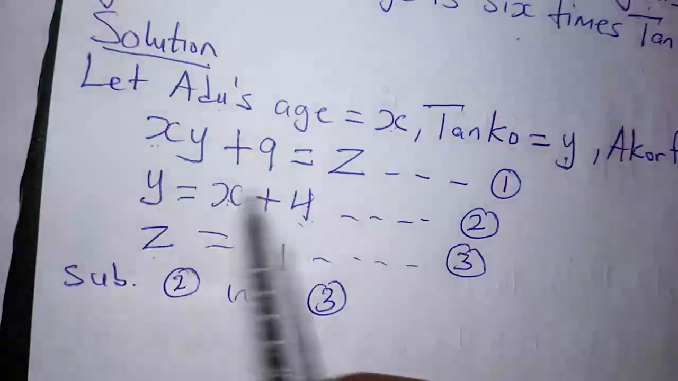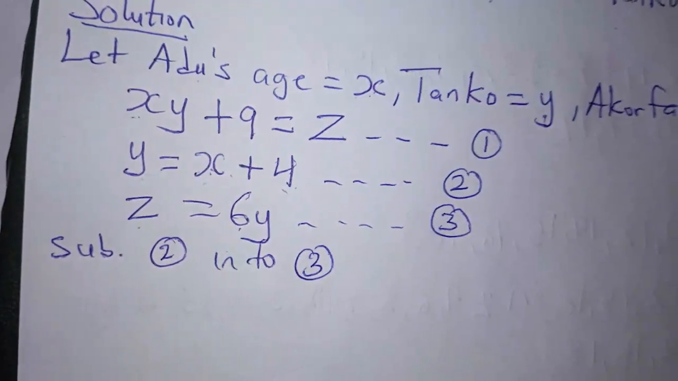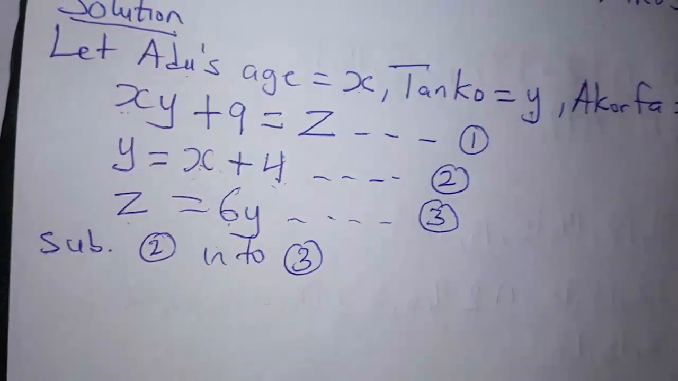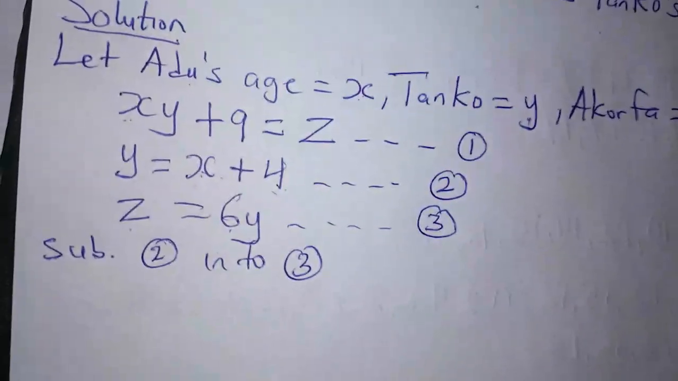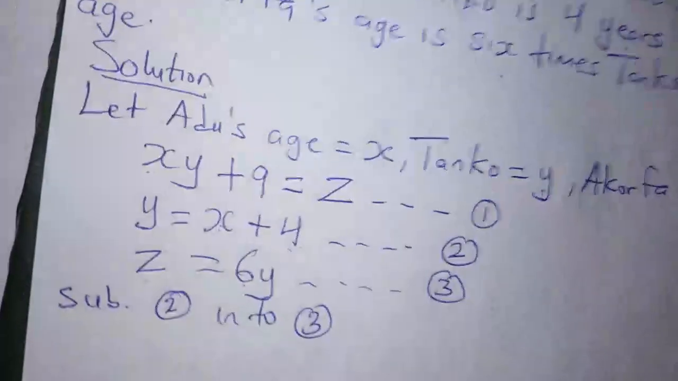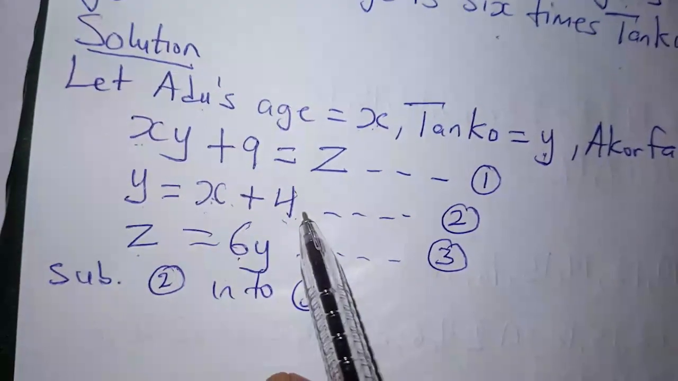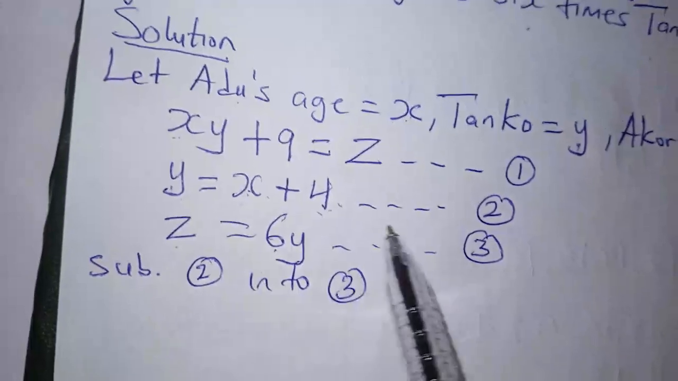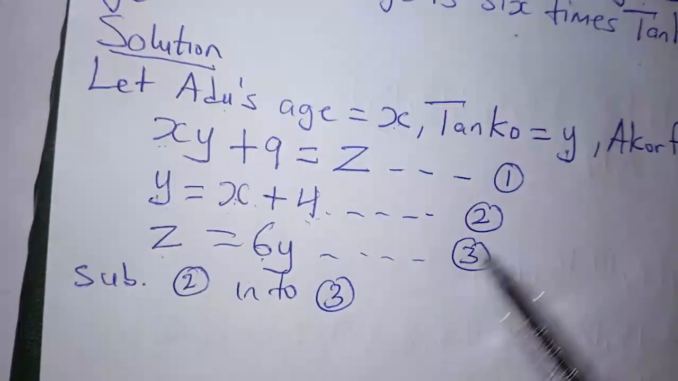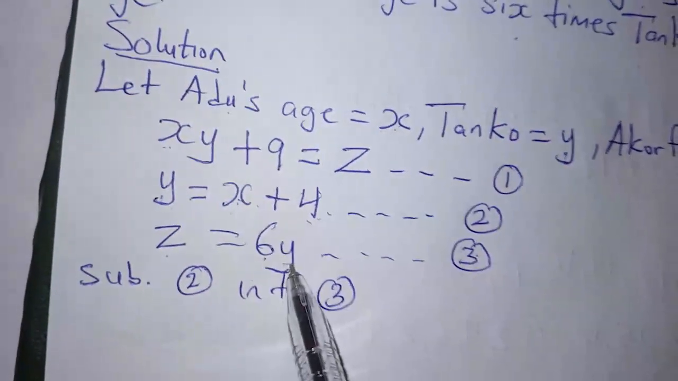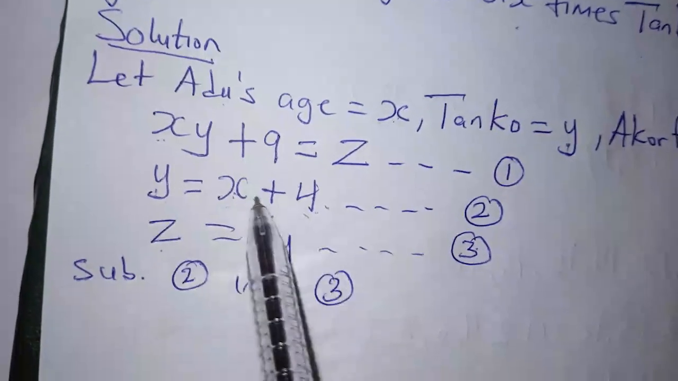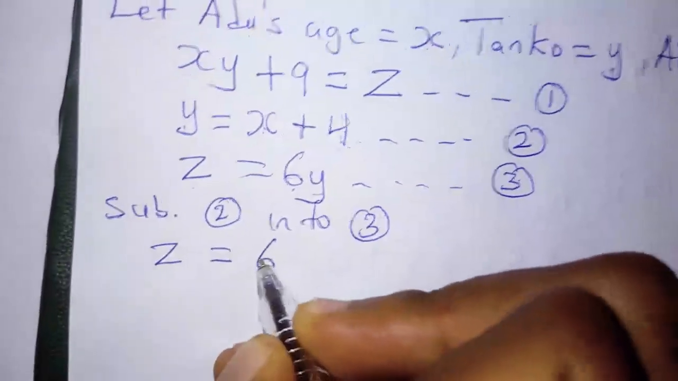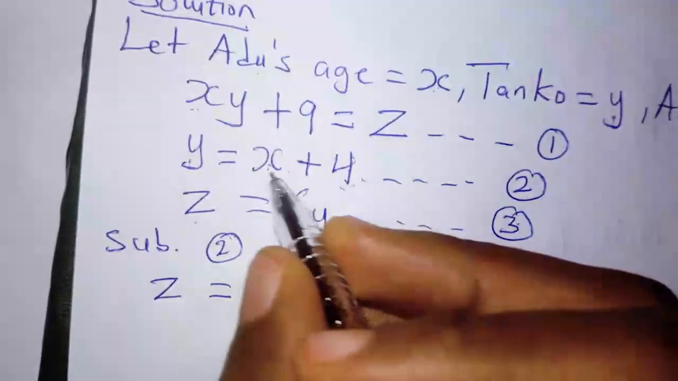And when you say 2 expressions are equal, it means they can represent each other. That is what it means. So if I say y is equal to x, what I mean is that wherever you have y, you can put x. And wherever you have x, you can put y. So when I say y is equal to x plus 4, what it means is that wherever I have y, I can put x plus 4. So by saying substitute equation 2 into equation 3, I mean wherever you have y in equation 3, just put x plus 4. So equation 3 will then become z equals 6, instead of this y, we now have x plus 4.